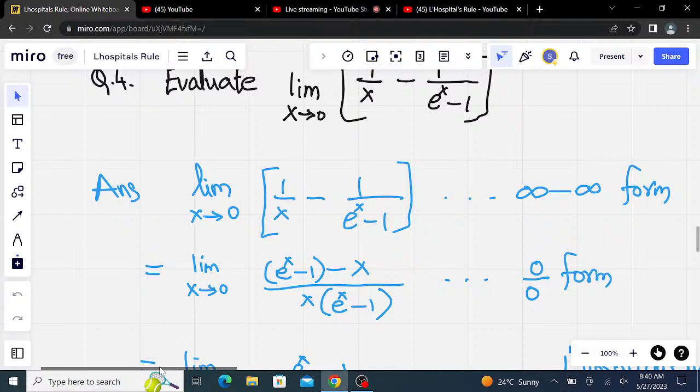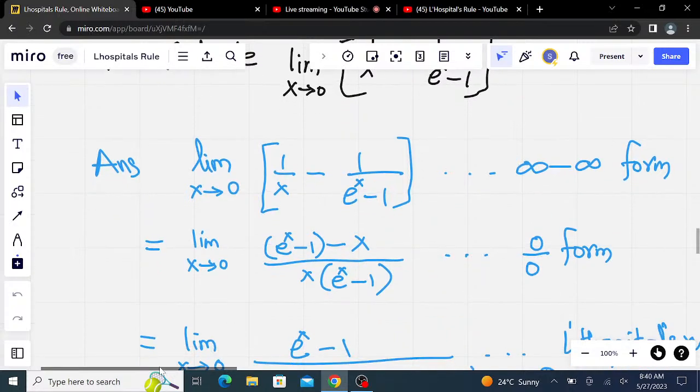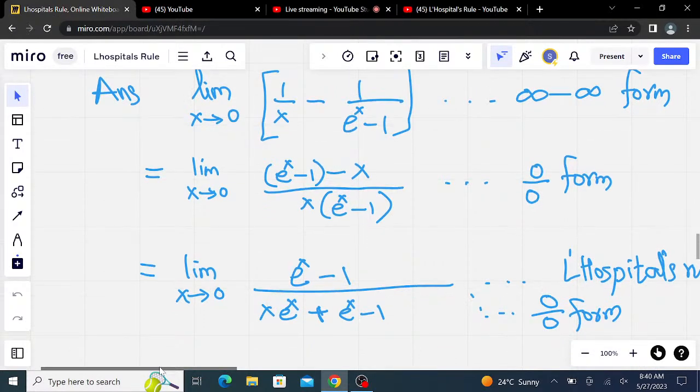Now let us see what format we have reached to. If I put x equal to 0, e raised to 0 is 1, 1 minus 1 I got a 0, minus a 0. And the denominator is multiplication by x, so obviously it is 0. 0 by 0 form we are reaching to. So by L'Hopital's rule we will differentiate the numerator. Derivative of e raised to x is e raised to x. That of minus 1 is a 0. And minus x has derivative minus 1.